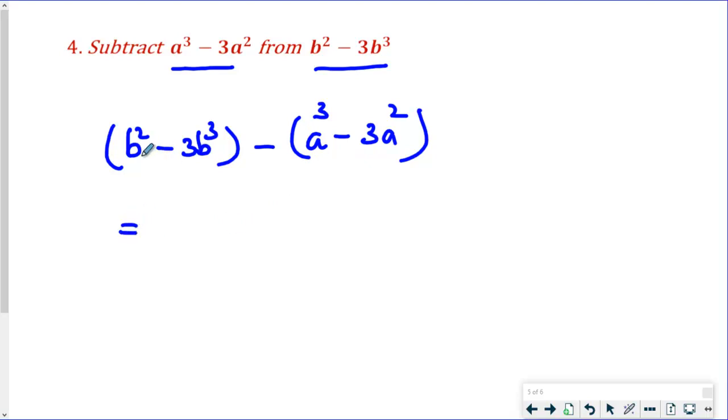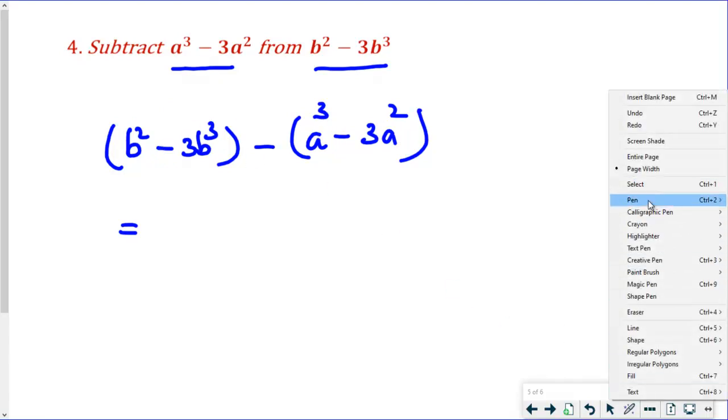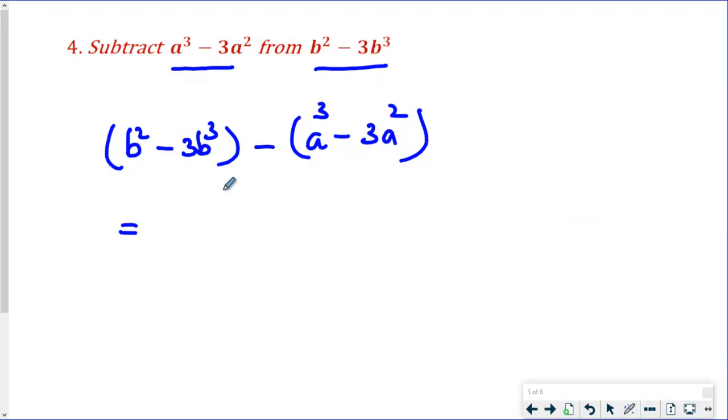Now here in these two polynomials, there was no like term. You see, in the first polynomial b², here there was no b². In the second polynomial b³, there was no b³. Similarly a³, there was no a³ in the first polynomial. a², there was no a² in the first polynomial. At that time, simply you can change the sign. That is our answer. The first polynomial you can write as it is, b² − 3b³.